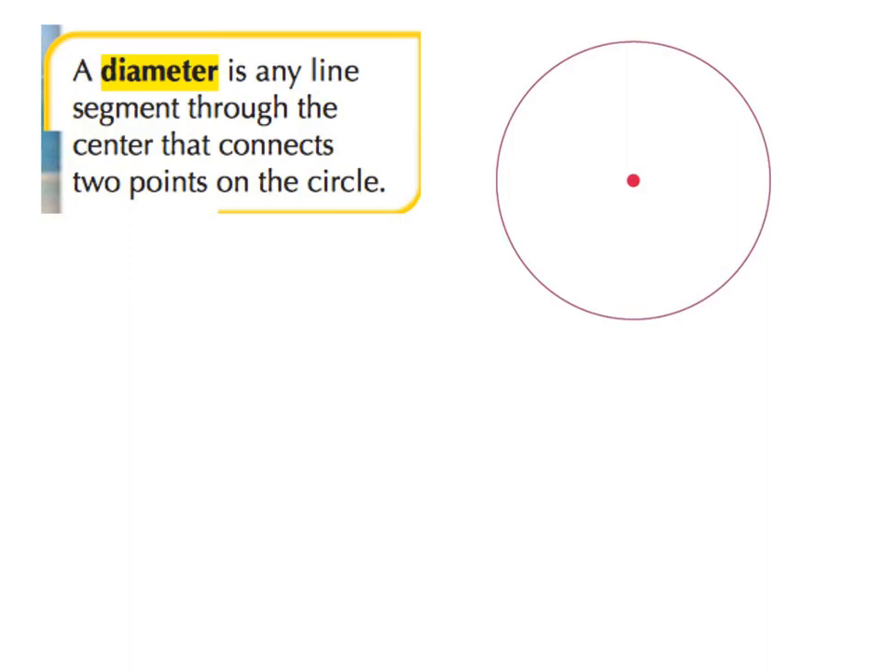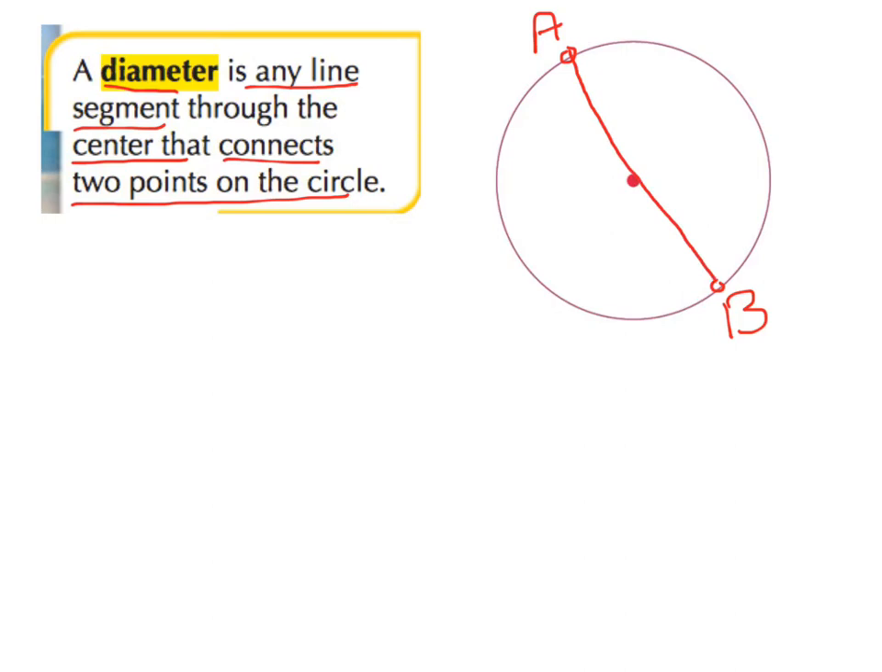What is a diameter? A diameter is any line segment through the center that connects 2 points on the circle. If you have 2 points on the circle, a diameter is a segment which connects these 2 points. Let us take the 2 points to be A and B. A segment connecting the 2 points A and B through the center is called the diameter of the circle.